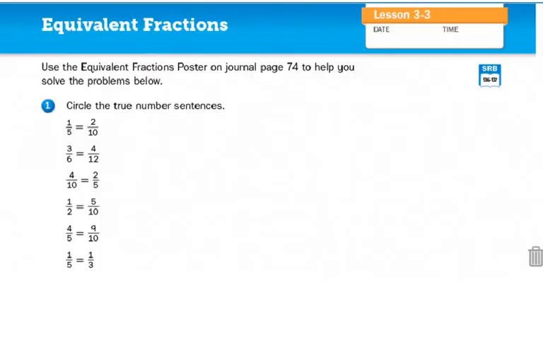We're going to move on to one other page, and that is page 75. And at the top it says equivalent fractions. The other day we used our fraction pieces to name equivalent fractions of a whole circle. Today I'm going to teach you a shortcut because we might not always want to pull out all of those fraction pieces. It says use the equivalent fractions poster on journal page 74 to help you solve the problems below.